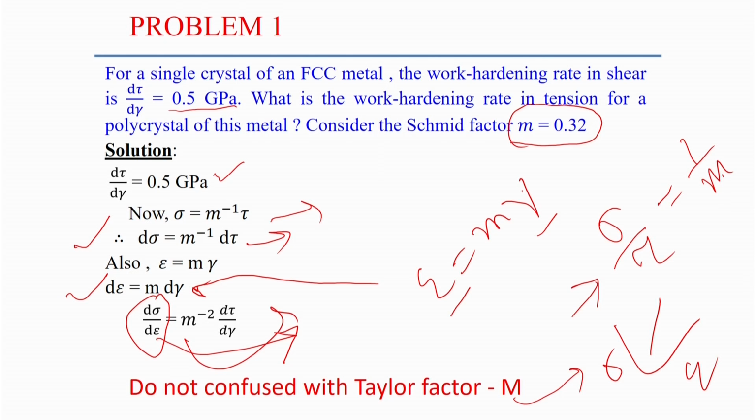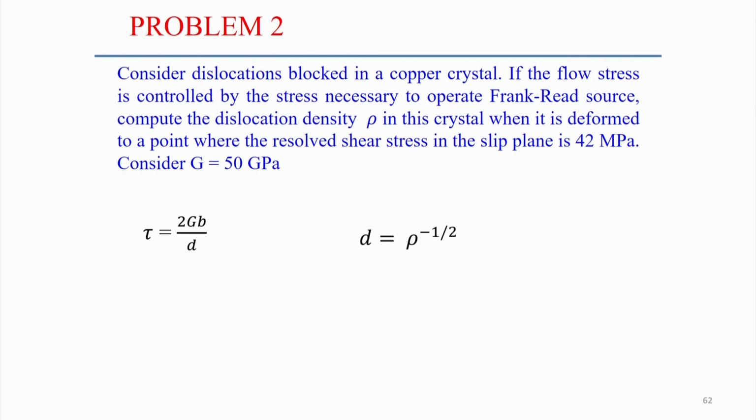Now let us look into another example. Consider dislocation blocked in a copper crystal, where the flow stress is controlled by the stress necessary to operate a Frank-Read source. Compute the dislocation density rho in this crystal when it is deformed to a point where the resolved shear stress in the slip plane is 42 megapascal. Here we need to consider the shear modulus G equal to 50 megapascal.